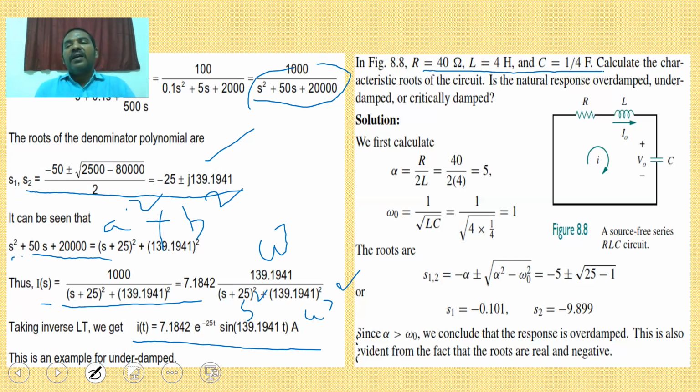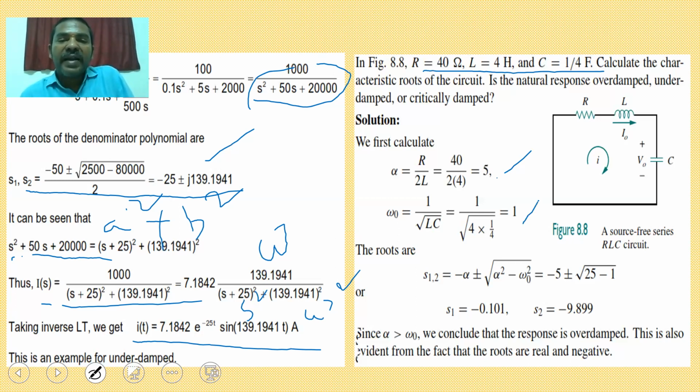For an RLC series circuit, the time constant is 2L/R, or alpha is equal to 1/tau, which is equal to R/2L. That is 40 divided by 2 × 4, so finally you are getting 5. And the natural frequency omega naught is equal to 1/√(LC), so 1/√(4 × 1/4). You are getting 1/√1, which is equal to 1.